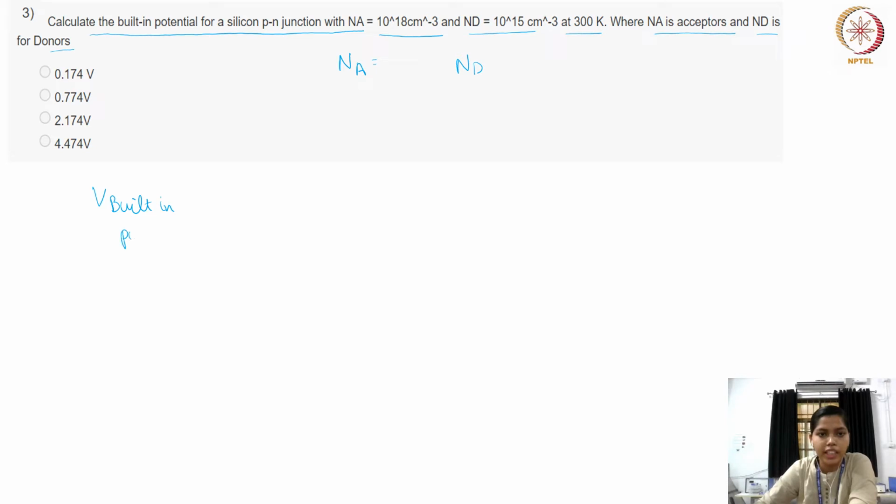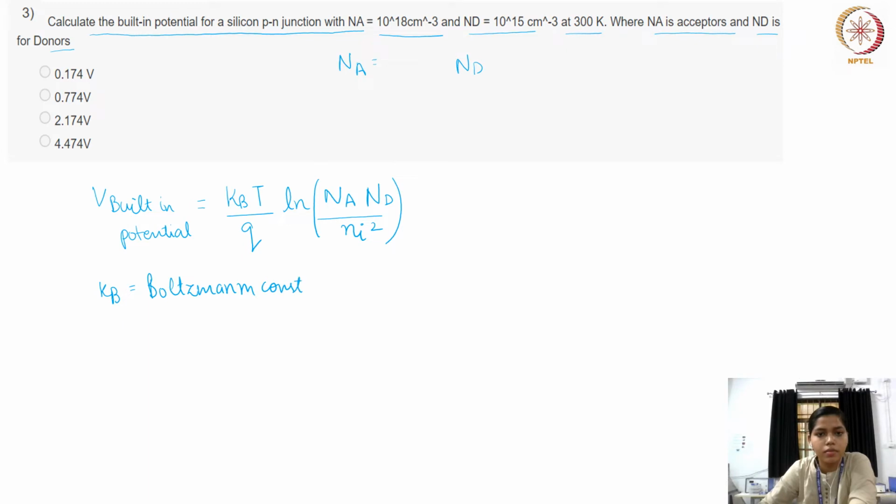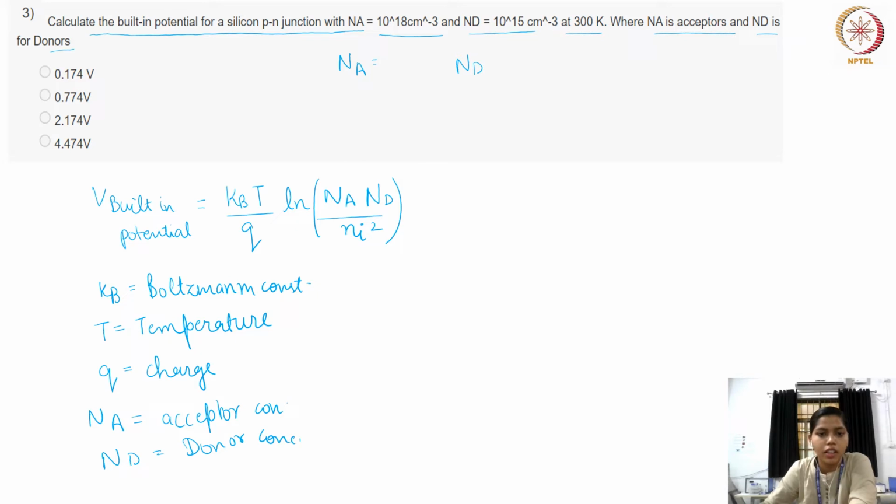We very well know that the built-in potential expression is given by Kb multiplied by T divided by Q, ln of Na multiplied by Nd divided by Ni square, where Kb is the Boltzmann constant, T is the temperature, Q is the charge, Na is the acceptor concentration, Nd is the donor concentration, and Ni is the intrinsic charge carrier concentration.